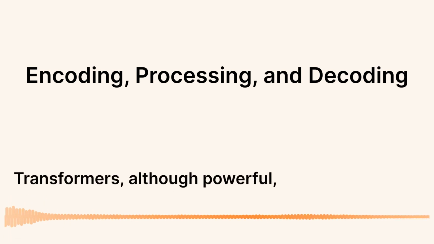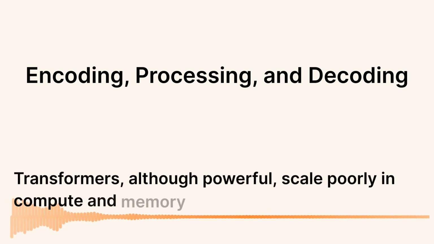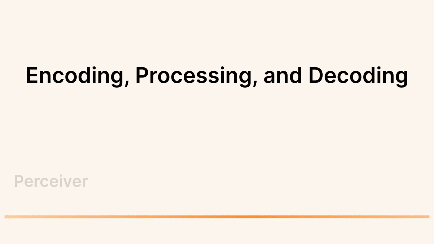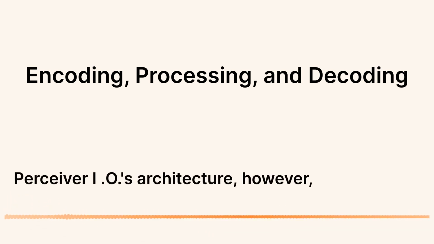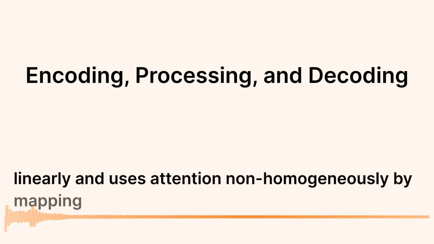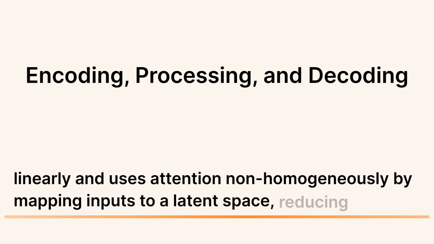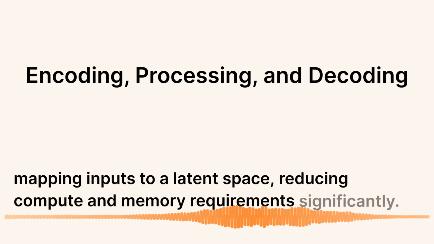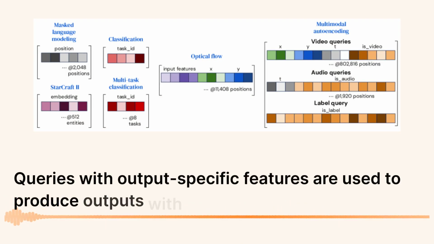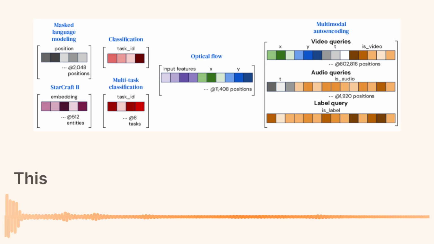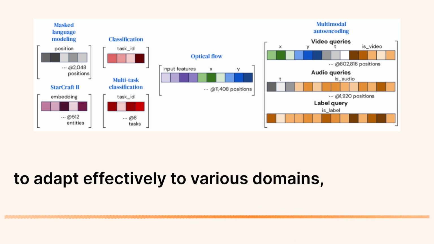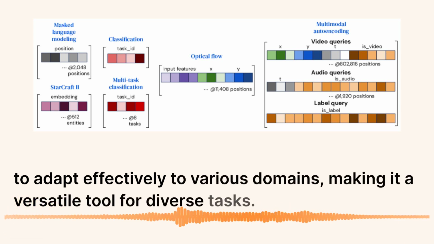Transformers, although powerful, scale poorly in compute and memory due to their quadratic complexity regarding input size. Perceiver I/O's architecture, however, scales linearly and uses attention non-homogeneously by mapping inputs to a latent space, reducing compute and memory requirements significantly. Queries with output-specific features are used to produce outputs with different semantics. This design allows the Perceiver I/O to adapt effectively to various domains, making it a versatile tool for diverse tasks.